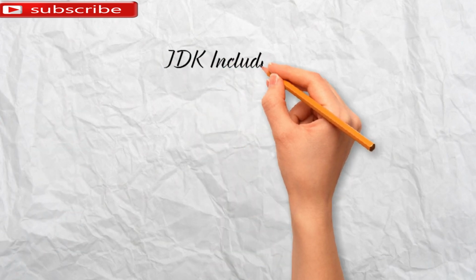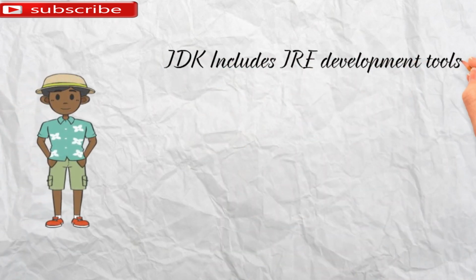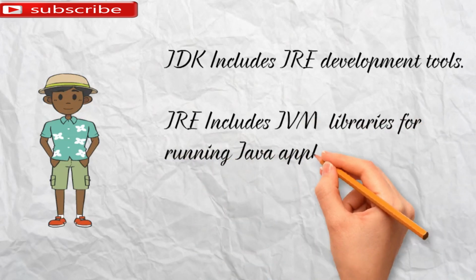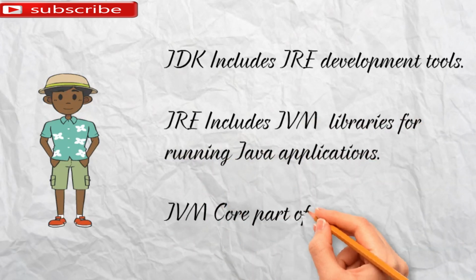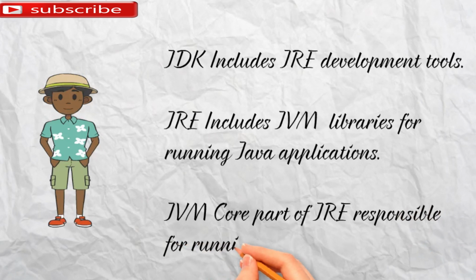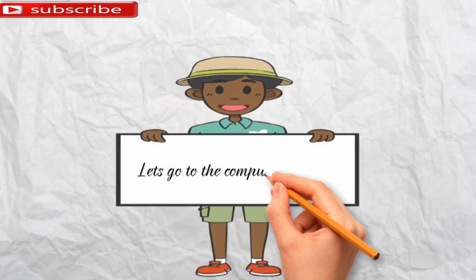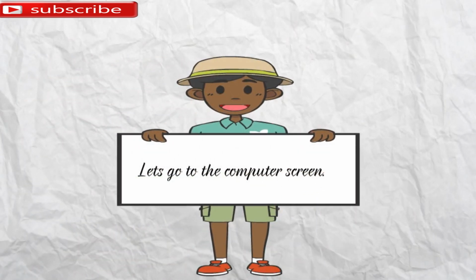In simple words, we can say JDK is nothing but JRE plus development tools, and JRE is nothing but JVM plus libraries or core files, and JVM is the core part of JRE responsible for running Java bytecode, or you can say .class files. This is the theoretical part. Now we are going to an IDE to check how our code is converted into bytecode when we run it. So now let's check the computer screen for bytecode conversion.